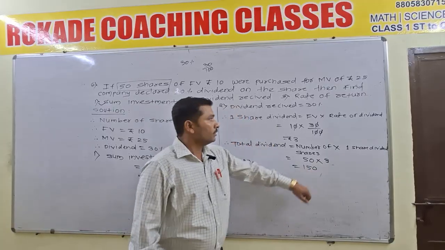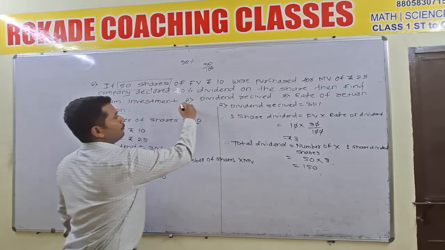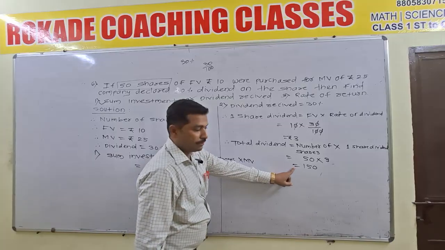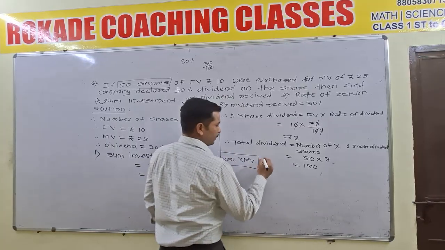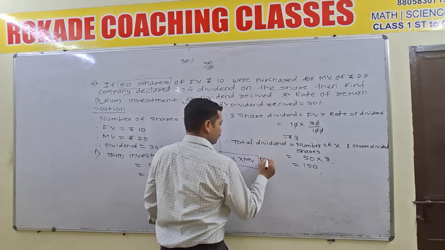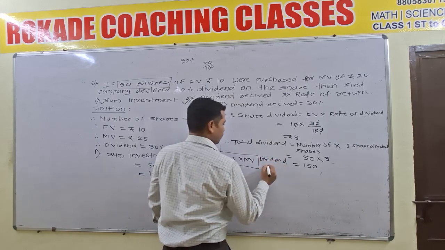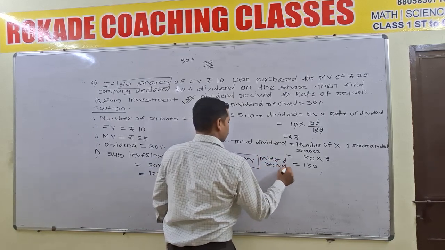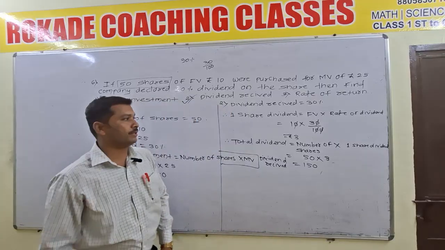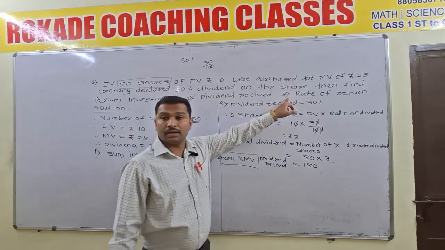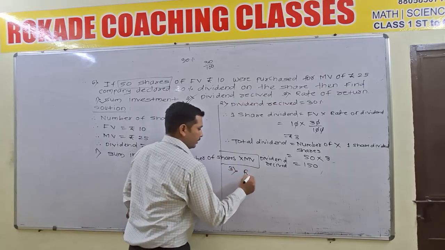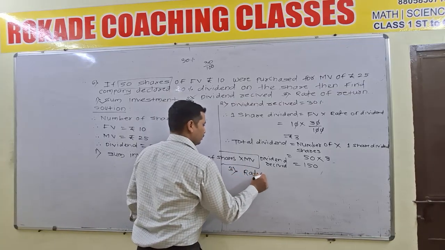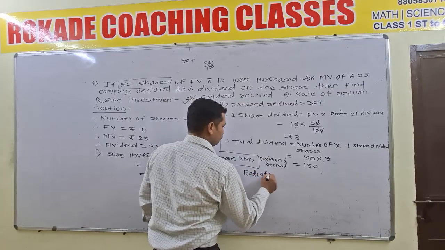Next, we find out the dividend received: 150 rupees. The total dividend received is 150 rupees. Next, the third question is the rate of return.